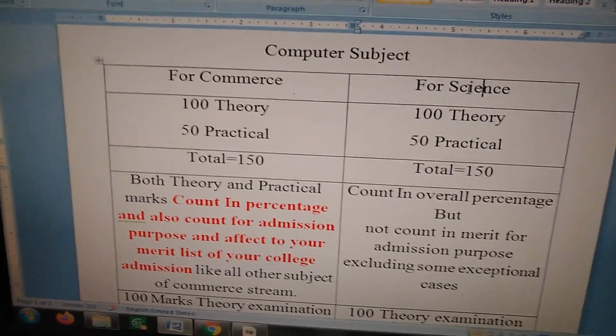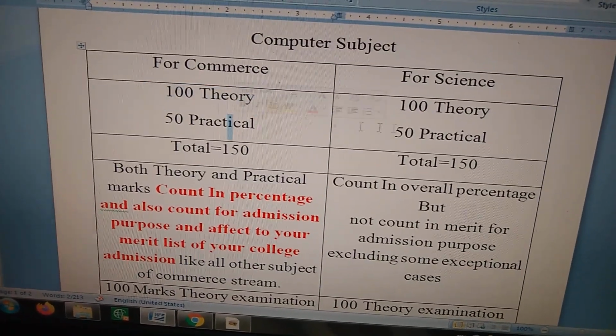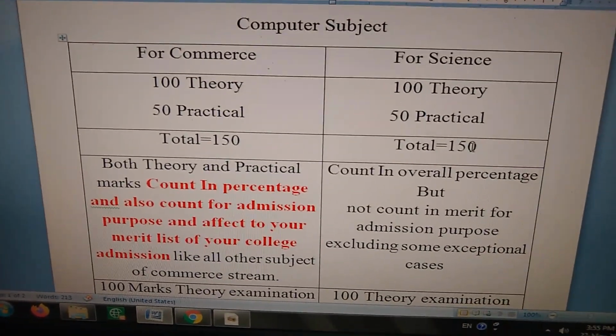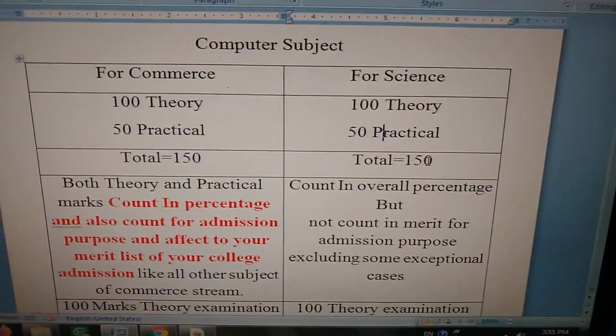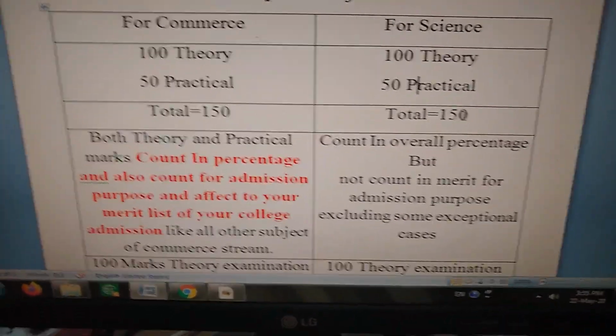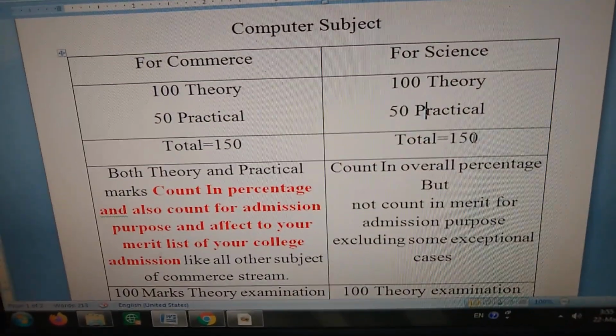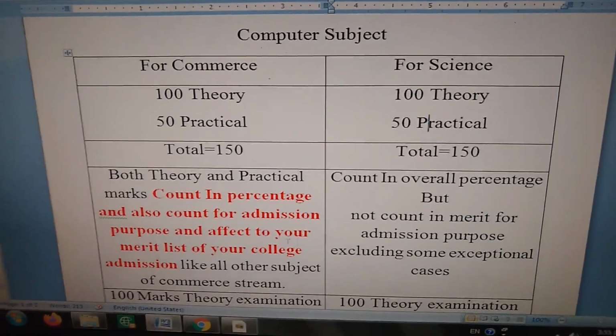Papers are different. Now we will cover 100 marks theory for both and 50 marks practical. So altogether my subject is 150 marks. For commerce students, their other subjects are of 100 marks, but my subject is 150 marks. Now science students also have to manage 150 marks.